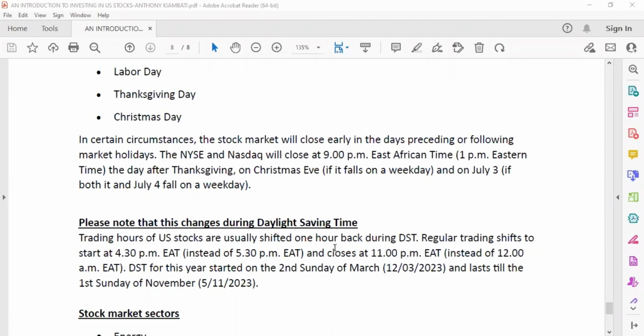So regular trading will start at 4:30 p.m. Remember, I said we started at 5:30 p.m. So regular trading starts at 4:30 p.m. and closes at 11 p.m. So right now, trading is not starting at 5:30. Trading starts at 4:30 and closes at 11 p.m.